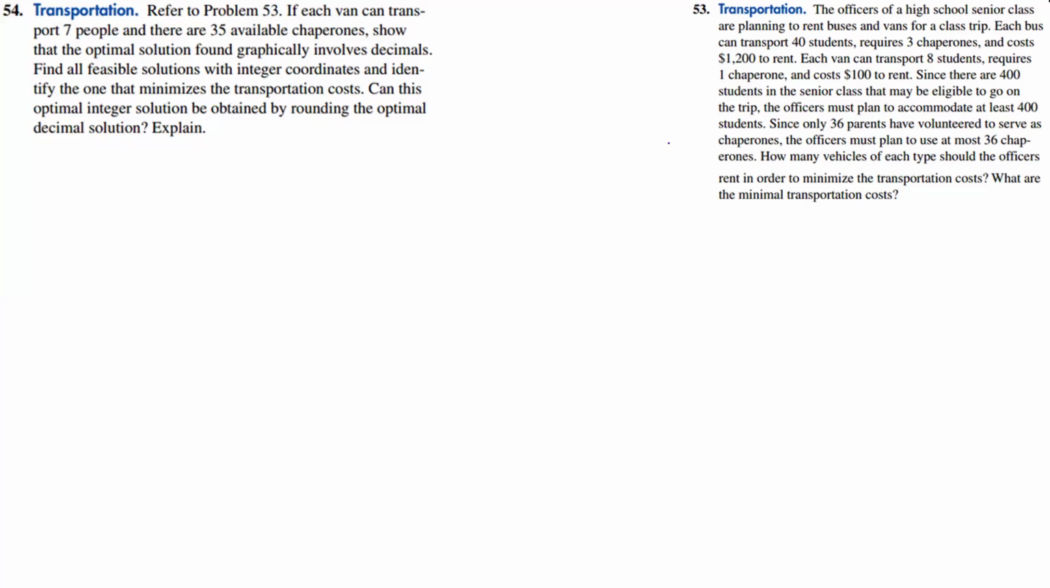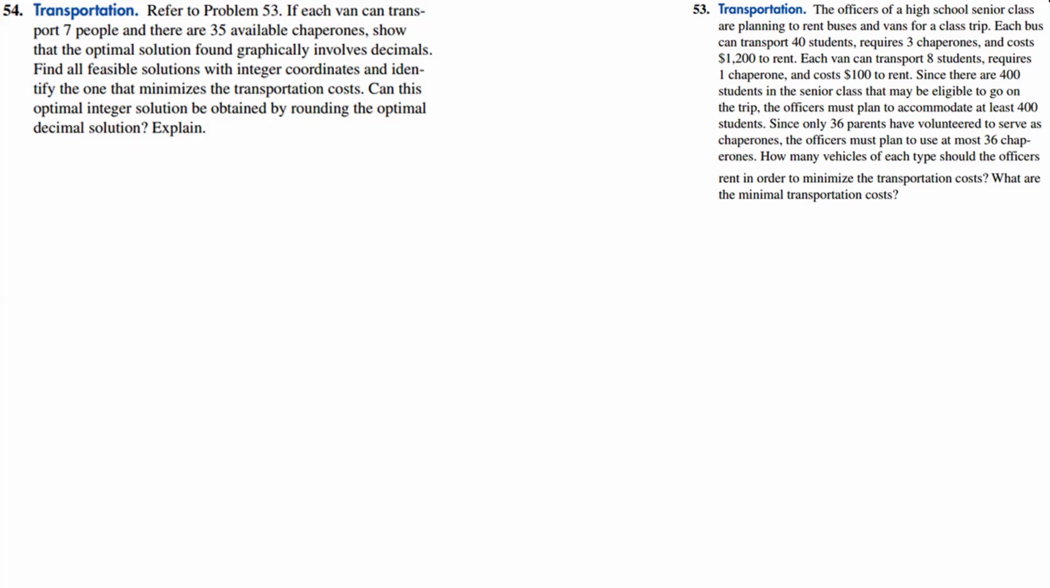Since there are 400 students in the senior class that may be eligible to go on the trip, the officers must plan to accommodate at least 400 students. Since only 36 parents have volunteered to serve as chaperones, the officers must plan to use at most 36 chaperones. How many vehicles of each type should officers rent in order to minimize the transportation costs, and what are the minimal transportation costs? Now, what does it actually say for problem 54?